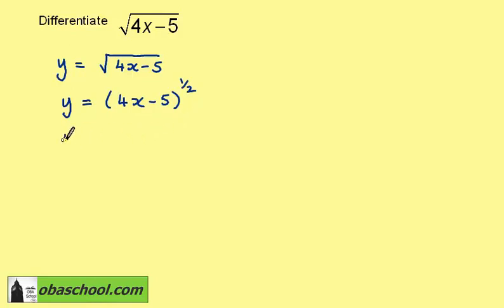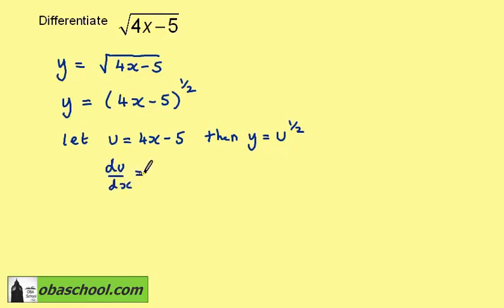We're going to apply the chain rule, so let u be equal to 4x minus 5. If we do so, y will be equal to u to the power a half. du/dx here is equal to 4, and dy/du is going to be a half u to the minus a half.